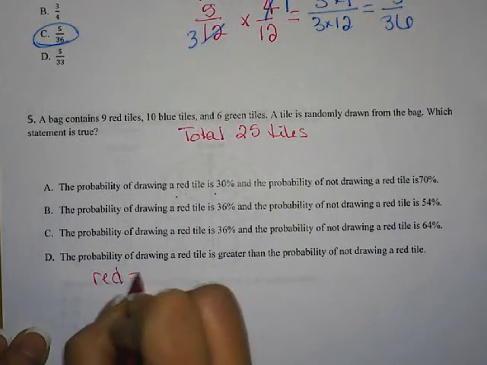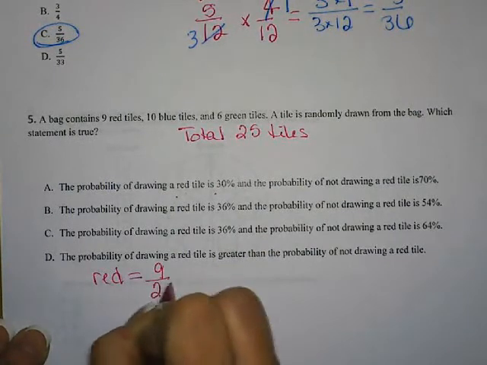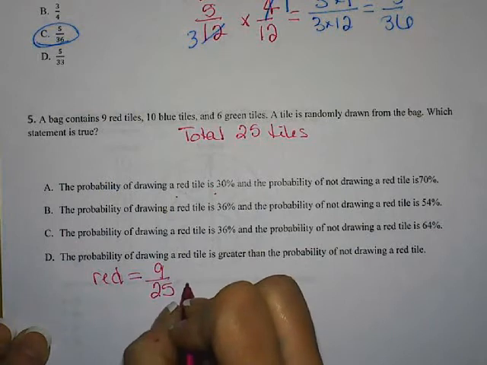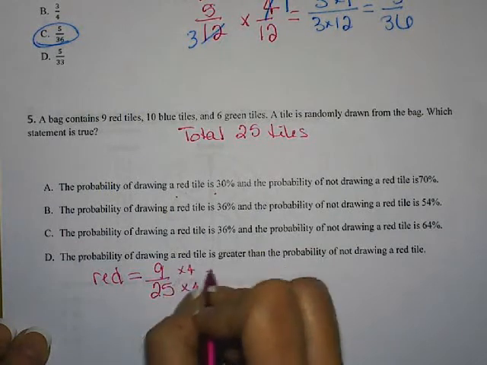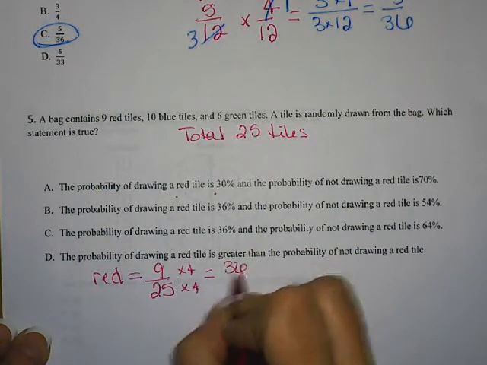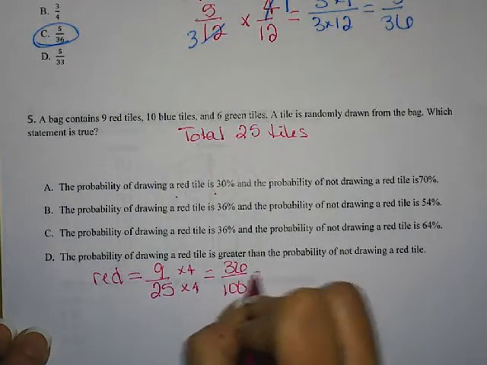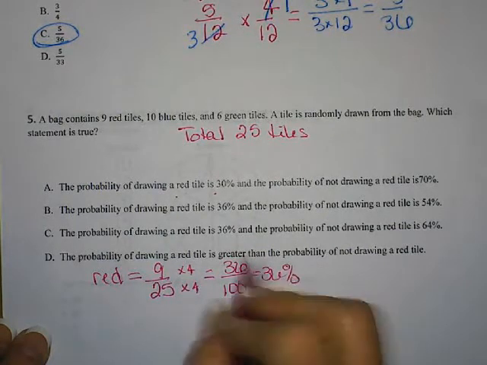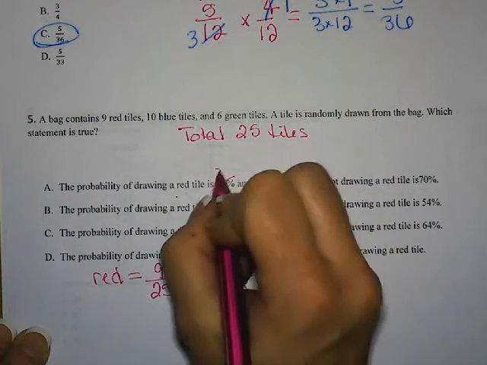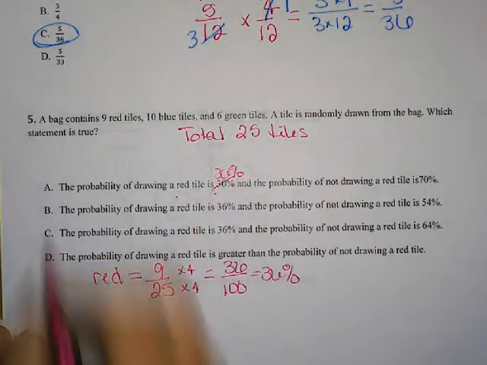Well, for red, you have 9 out of 25. I know I can multiply 25 times 4 to get it to 100. So that's actually 36 out of 100, which is 36%. So I don't think that this one is true because it is 36%.